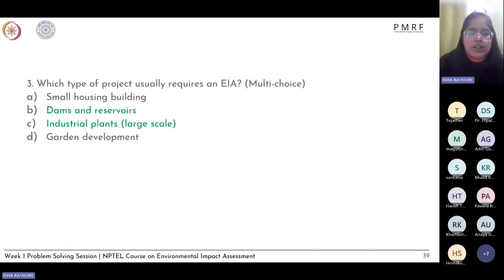And then for a small housing building, you don't need to do an EIA because you have a smaller plot area and you're just building a house, which will not lead to any large level emissions. You'll have normal emissions from the appliances and equipment you use in the house. And again, garden development does not require an EIA because you're just growing plants and trees, mostly native, and it will not largely affect the environment on a much larger scale. So the correct answers were B and C. Dams and reservoirs and industrial plants require an EIA.